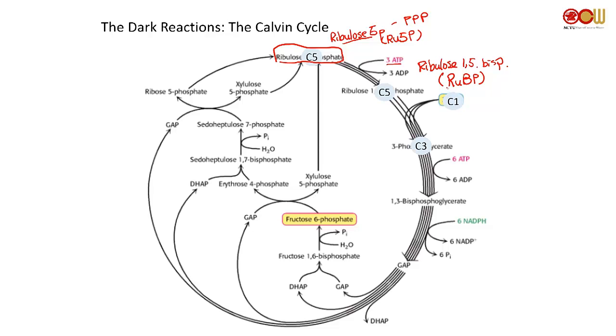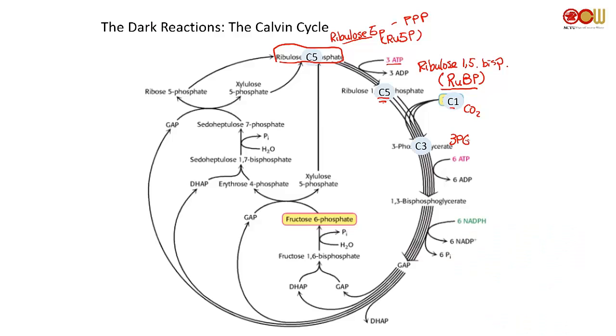Now, RuBP is a 5-carbon metabolite, and you add a CO2 right here, such that you take 1 carbon plus 5 carbon. Supposedly you have 6 carbon, right? But what this enzyme does is split ribulose 1,5-bisphosphate, RuBP, and CO2 into 2 molecules of 3PG.